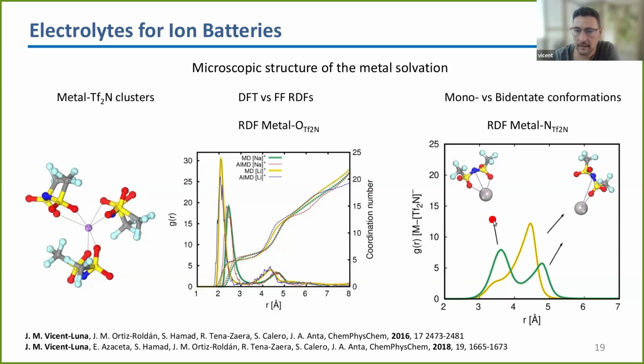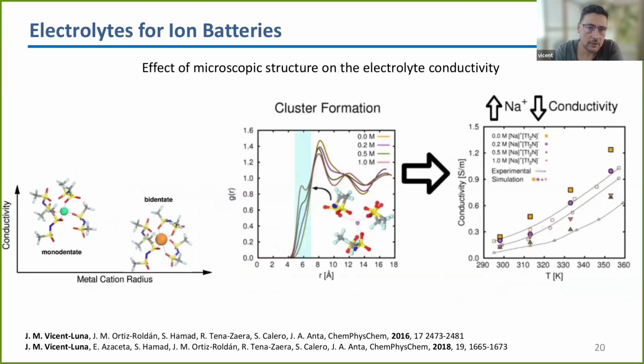So a single metal is interacting with two oxygens at the same time. On the other side, we have this representation, which is a monodentate conformation, which is the metal interacting with a single oxygen. So, in summary, the conductivity is slightly higher for monodentate conformations and a little bit smaller for bidentate conformations, and it depends on the radius of the metal cation. Sodium is bigger than lithium, so it has more surface to accommodate the anion.